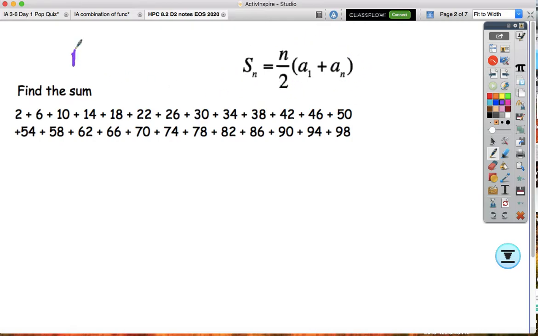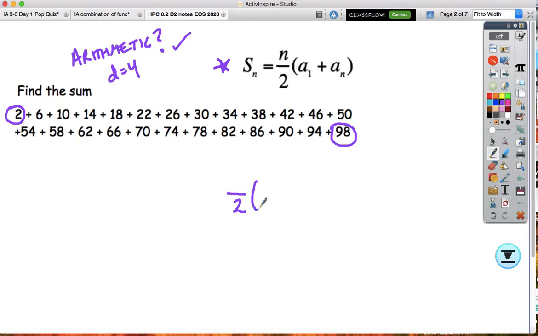So I have to verify that it's arithmetic first. So look at the list of numbers. Am I adding the same thing each time? So it looks like I'm adding 4 each time. So my common difference is a 4. Yes, it's arithmetic, so I can use this formula here. All right, so a sub 1 is my starting term. My starting term in this problem is a 2. a sub n is my ending term. In this problem, that's a 98. So here's what I have of my formula so far.